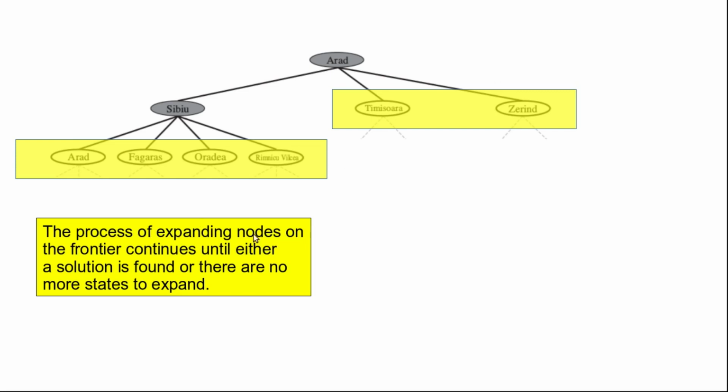The process of expanding nodes on the frontier continues until either a solution is found or there are no more states to expand. So we'll continue this process until we find the solution, our goal state, or we don't have any more states to expand, which means we are not able to find our goal.